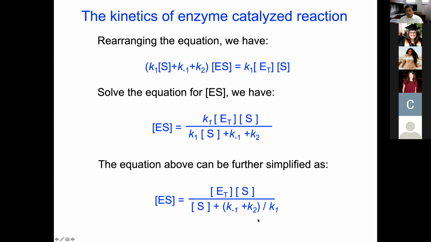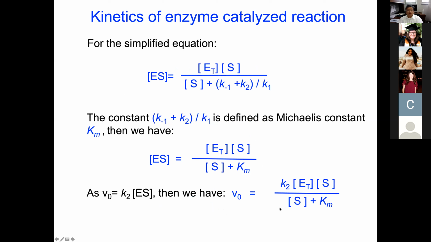At a certain time, at a certain temperature, these are all constants, because you see K minus 1 plus K2 over K1, these are all rigid constants. If you divide and add these together, they are still a constant. So we introduce another constant, and we can replace K minus 1 plus K2 over K1 by this constant called Km, and it's called the Michaelis-Menten constant.